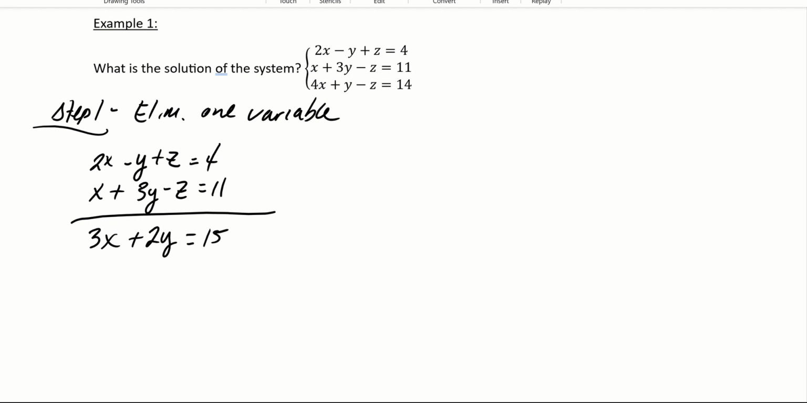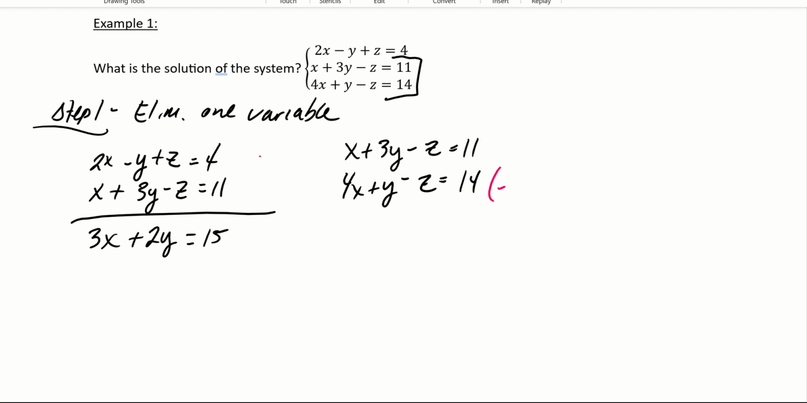Okay. Next, what I'm going to do is I'm going to use the second set of equations to again eliminate z. So I'm going to write that out. So x plus 3y minus z is equal to 11, and 4x plus y minus z is equal to 14. Now the problem here is we have minus z and minus z, so we're going to have to multiply one of these by -1. So I'm just going to choose the bottom equation, and that's just kind of arbitrary, but it doesn't really matter. So what I'm going to do is flip the sign on everything.